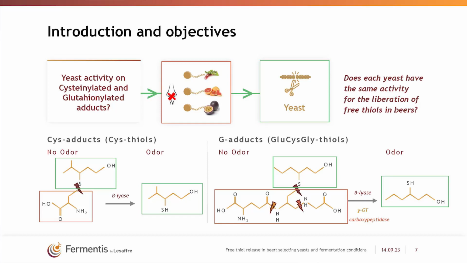And we have two different scenarios. The first one is the cysteine adduct. You only need beta lyase to release the thiol from a cysteine adduct. And for the release of thiols from glutathione, you need not only beta lyase, but also gamma GT and carboxypeptidase, because you have more chain to break in order to release the thiol in the beer. So that's for the chemical part.